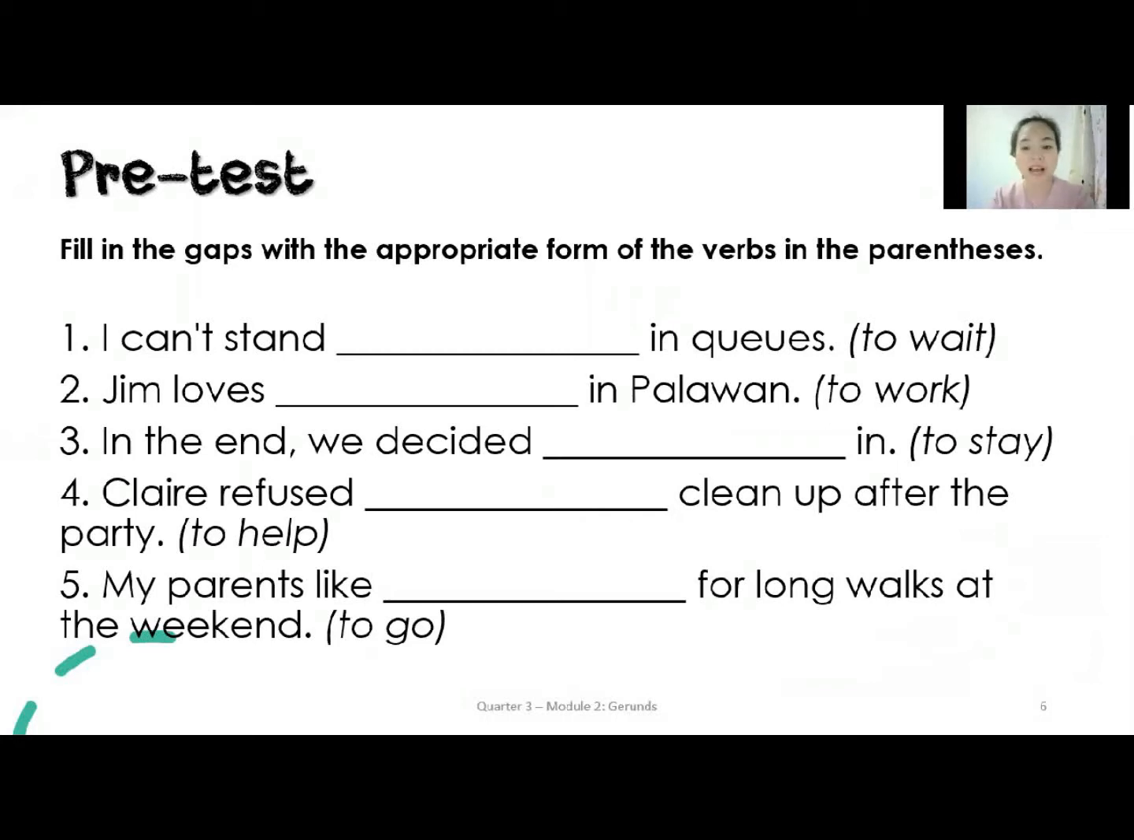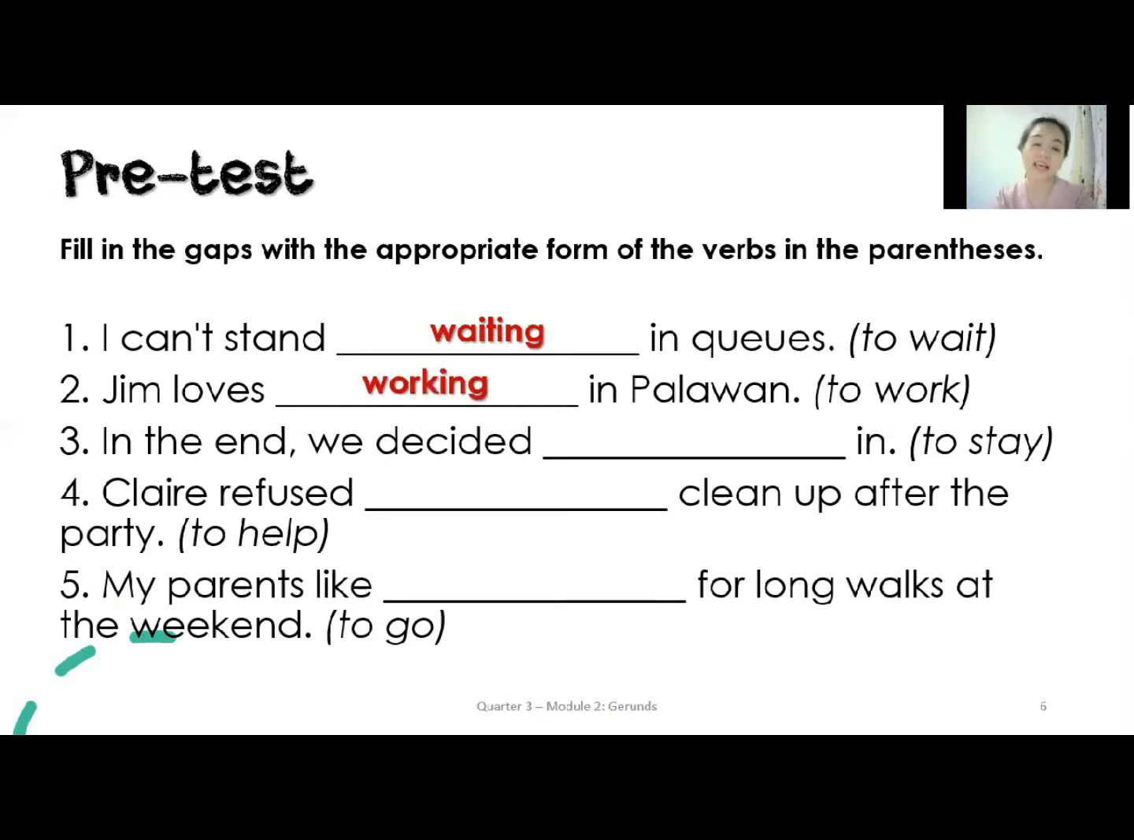I can't stand blank in line. What is the appropriate form of the verb? All right, it is waiting. How about number 2? Jim loves blank in Palawan. The words inside the parentheses are to work. All right, it is working.